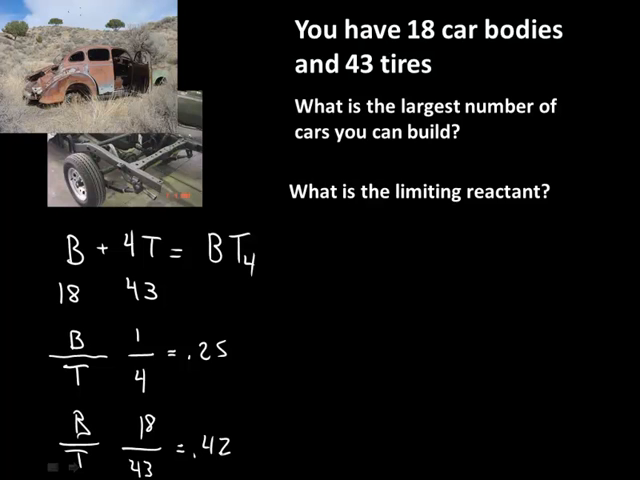Do you see why? The number that's on top here is big enough that it's giving me a bigger ratio than what I would expect. So I really can't make anywhere close to 18 cars. I'm going to be limited by this other thing. Now there's a couple other ways of looking at this problem called limiting reactants, and that's one way to look at it. Let me show you a second way to look at that.